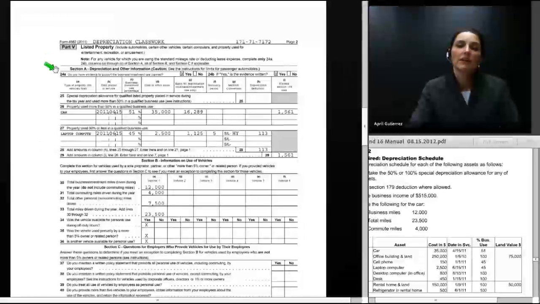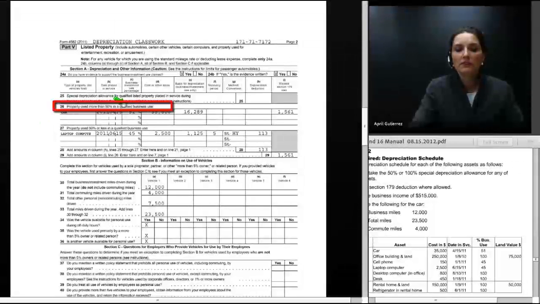And ultimately, quite frankly, when you fill out Form 4562 and you are dealing with listed property, you should fill out page 2 first. So here on page 2, we provide information about the car on line 26 and the laptop on line 27. Well, what's the difference between those two lines? Well, on line 26, we're going to enter property used more than 50% in a business. The car was 51% business use.